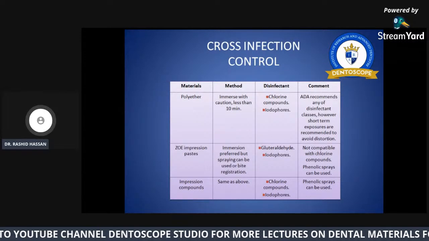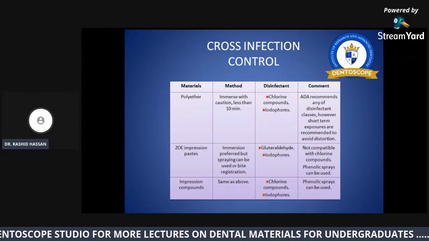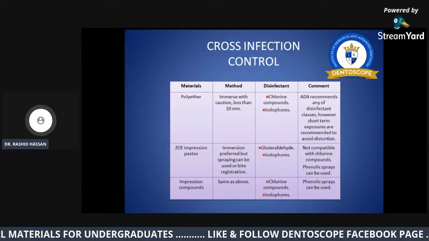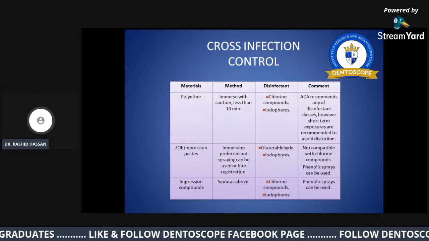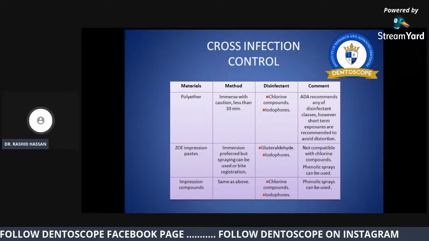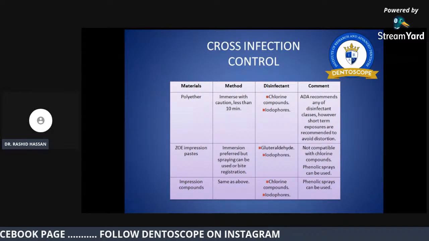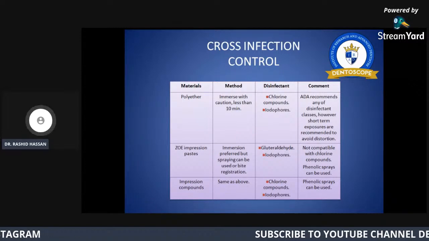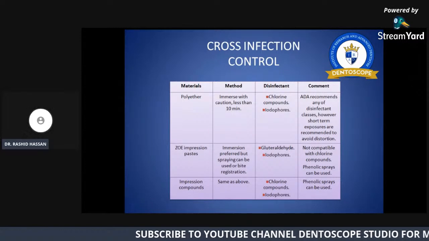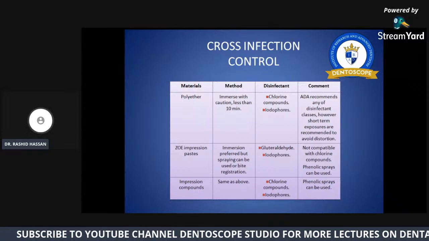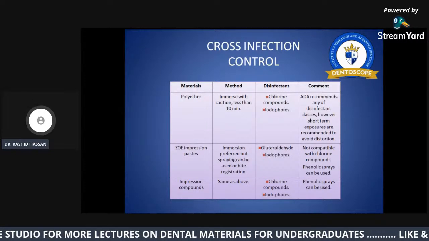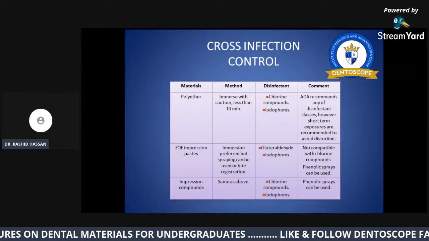Okay, the chlorine compound must be avoided. Here it is mentioned that the chlorine compound must be avoided. Although you can use the phenolic sprays, but not indicated. Chlorine compound is not indicated. Then the impression compound: the immersion process is the method, and spraying can also be done, just like the zinc oxide eugenol impression paste, by the chlorine compounds and the iodophore, and phenolic spraying can also be used.